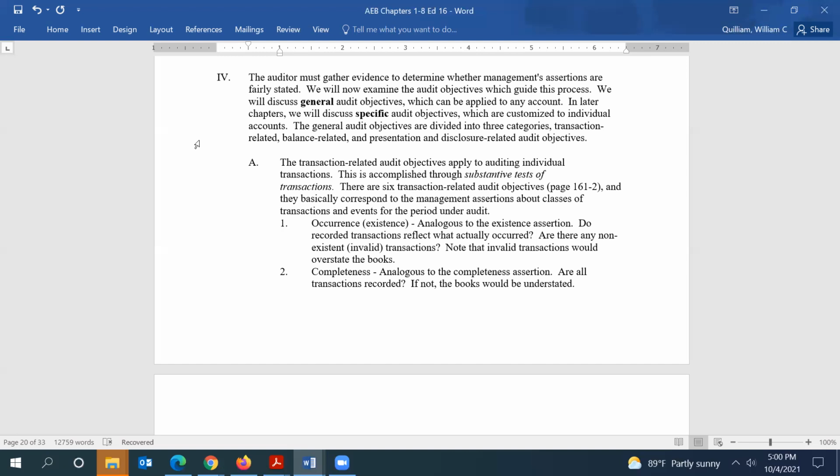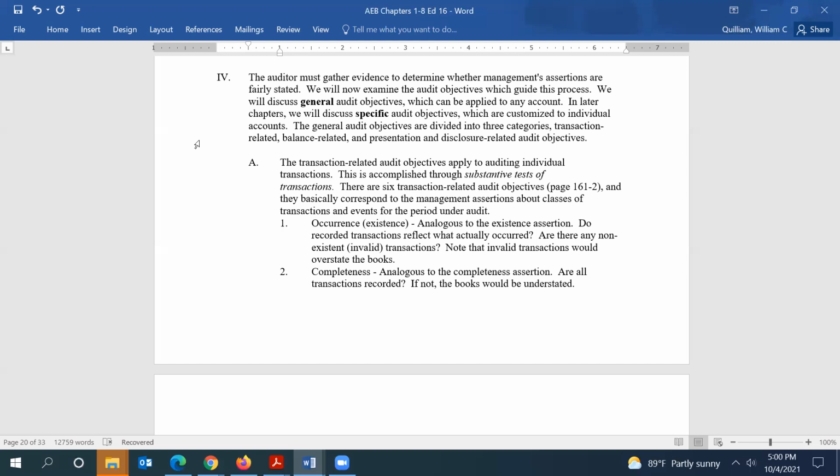So first of all, the transaction related audit objectives. They apply to auditing individual transactions, not surprisingly, like the assertions. And this will be accomplished through substantive tests of transactions for substantiating the dollar amount of an individual transaction. And there are 6 of them. They basically correspond to the management assertions about classes of transactions and events for the period under audit.